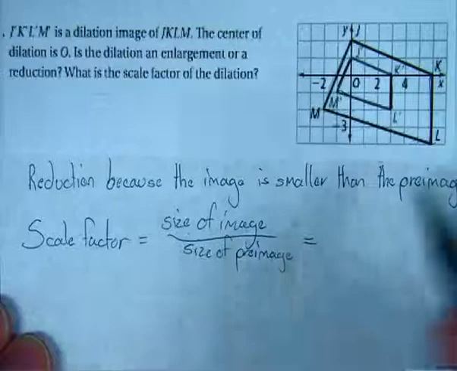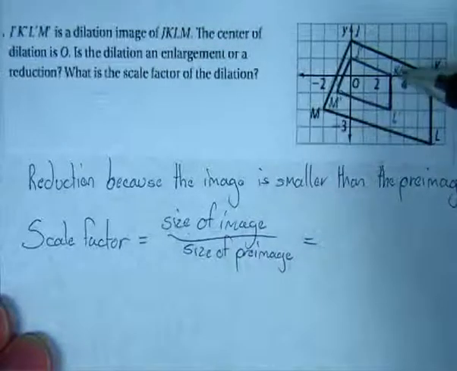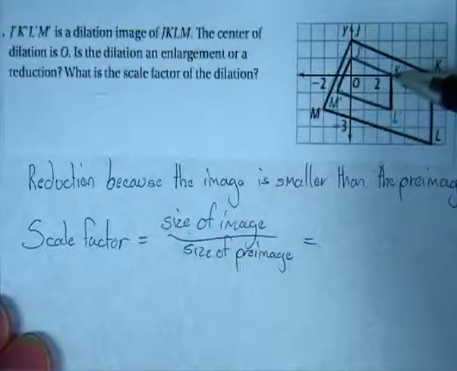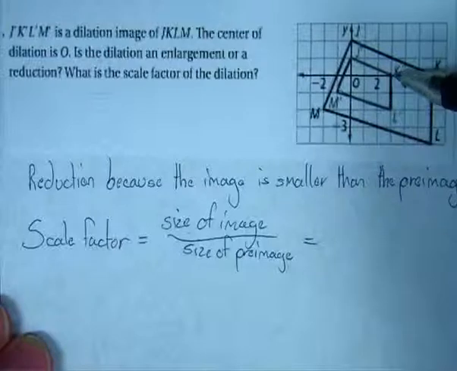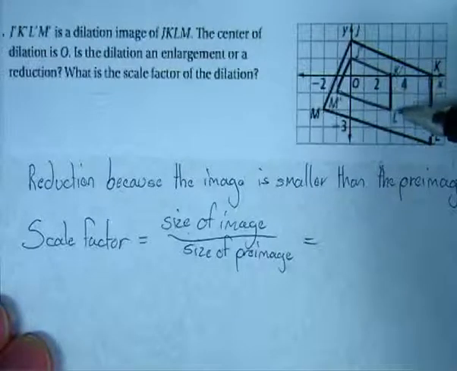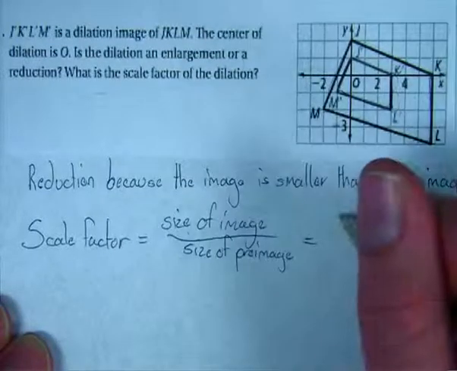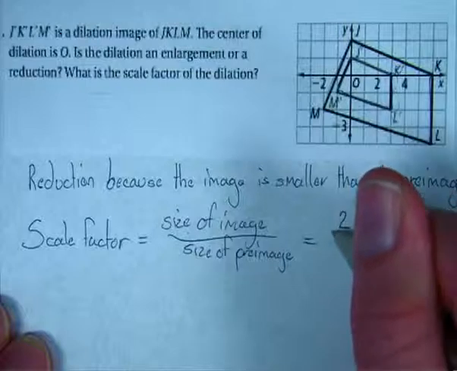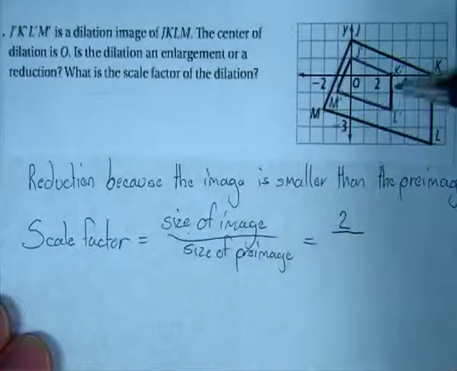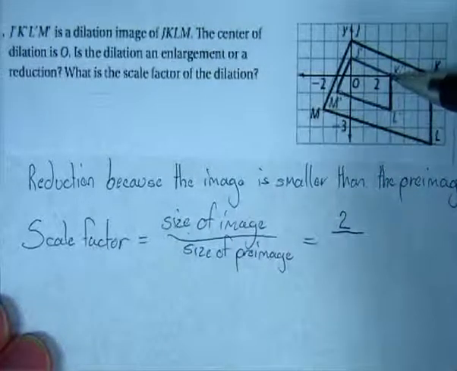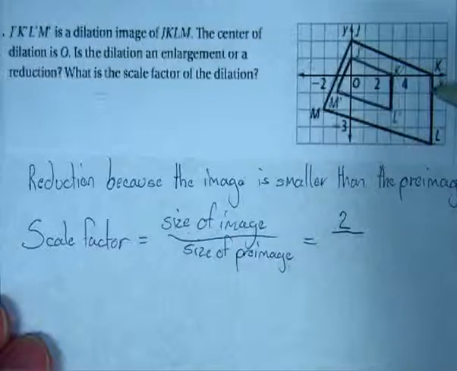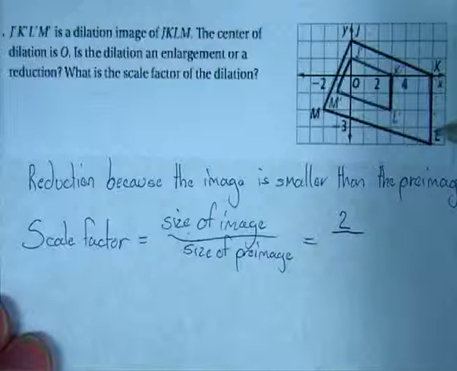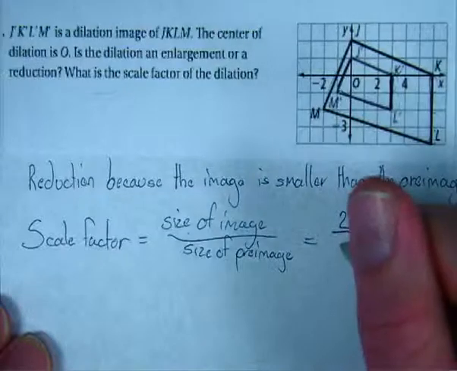So let's look at the size of the image. Remember, the image is the primed one. So we want the size of K prime L prime, and it's 2 units long. So the size of the image would be 2. Notice we don't have to use the whole figure, just the side does. So the size of the image would be 2, and the size of the pre-image would be 1, 2, 3, and 4.